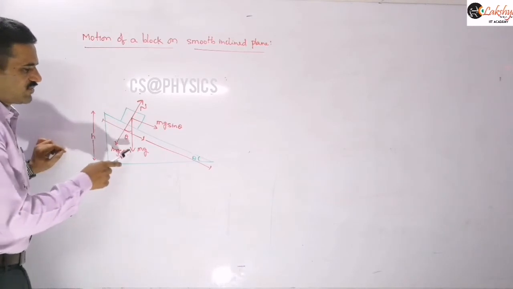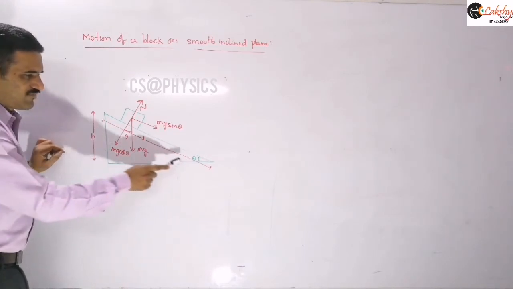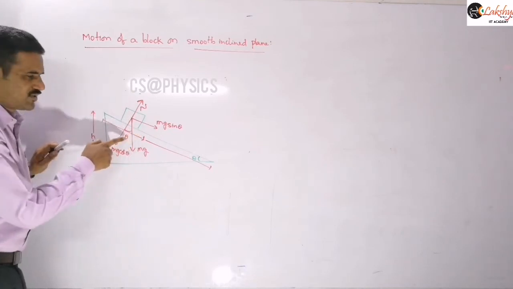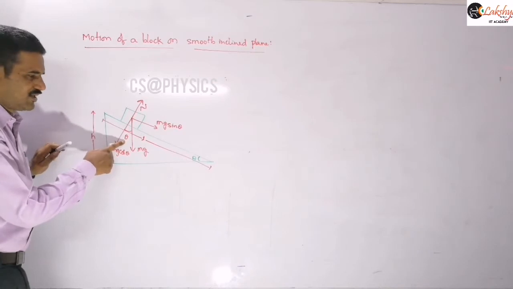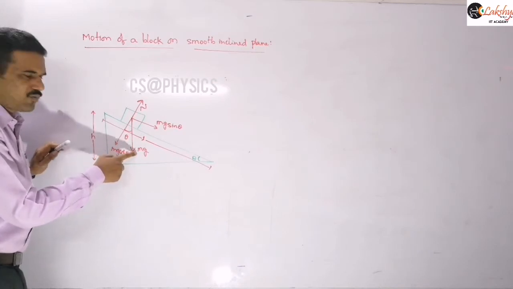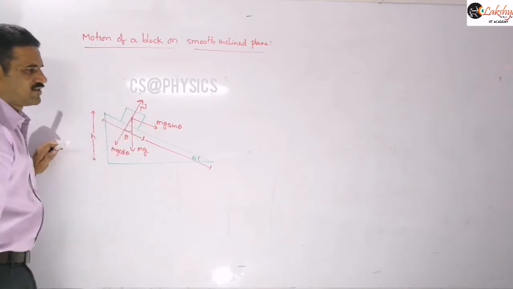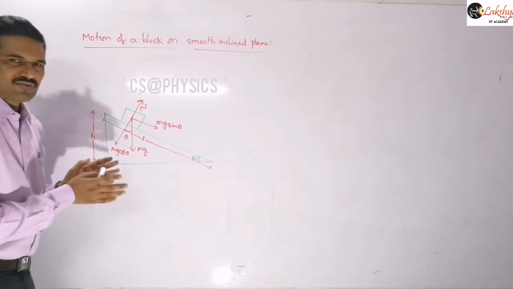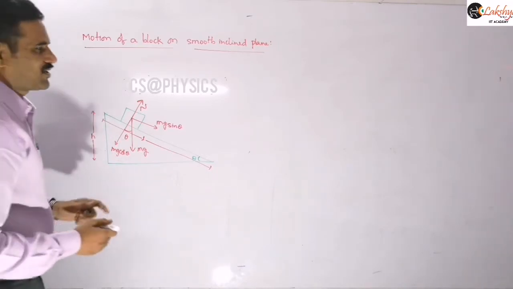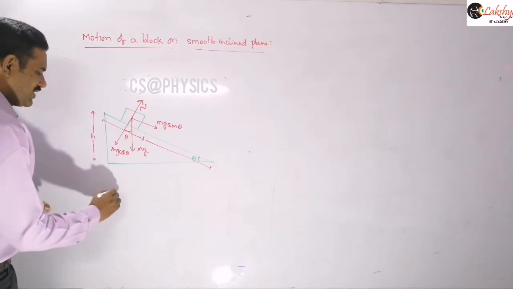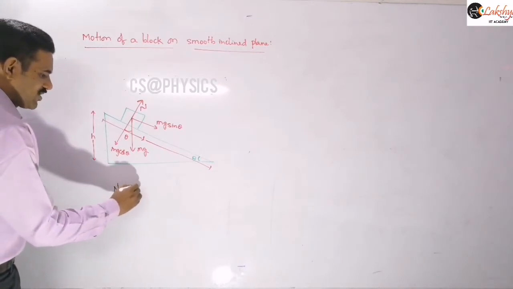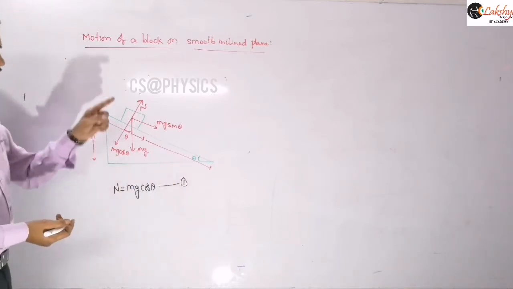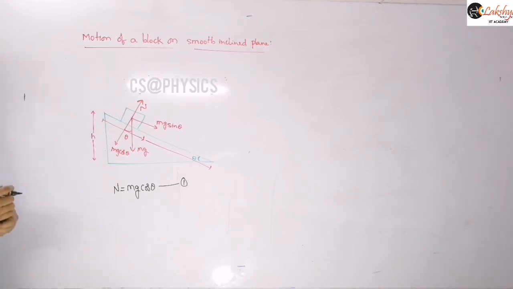Now I am resolving this mg into components. If this angle is theta, then here this is the vertical, so this angle will be 90 minus theta, so that this angle will be theta, right? Now this mg I am resolving into components: mg cos theta, and this is mg sin theta, right? Perpendicular to the plane, this is a fixed inclined plane. So perpendicular to the inclined plane, we can write the equation N is equal to mg cos theta. Let's suppose this is equation 1. So the normal reaction is N is equal to mg cos theta.